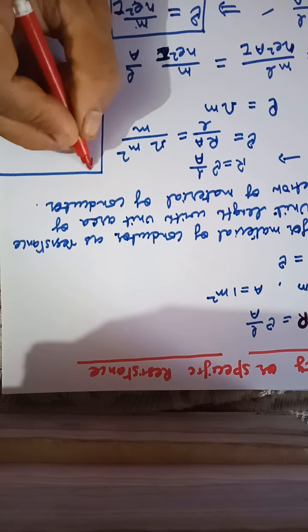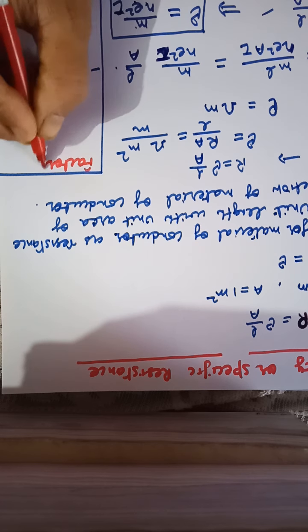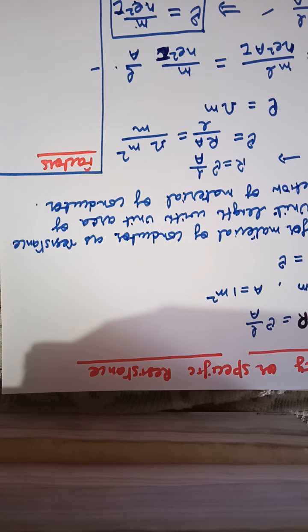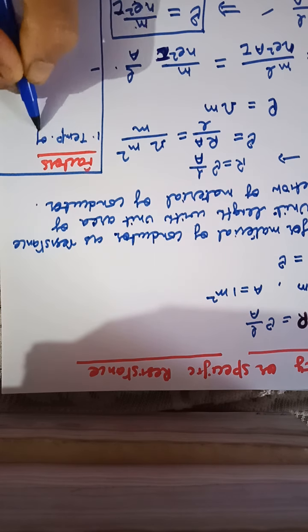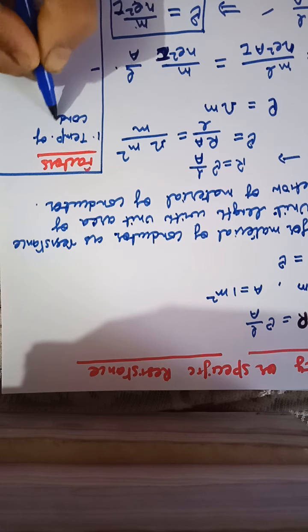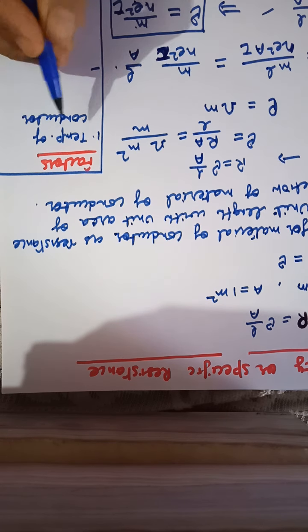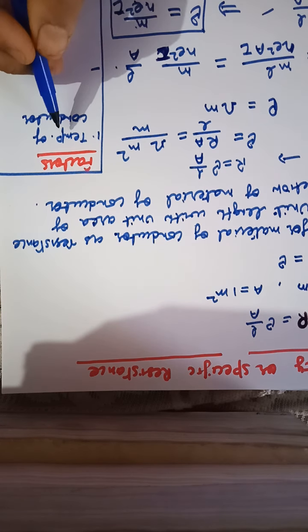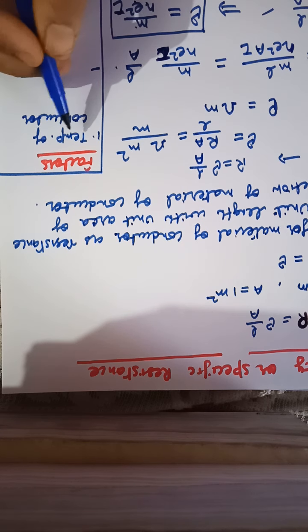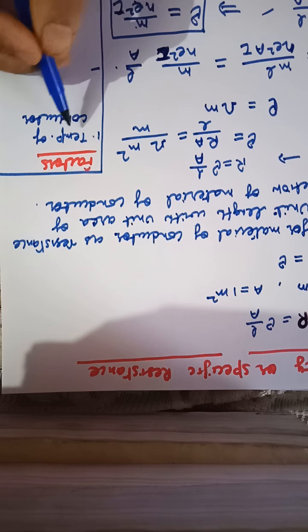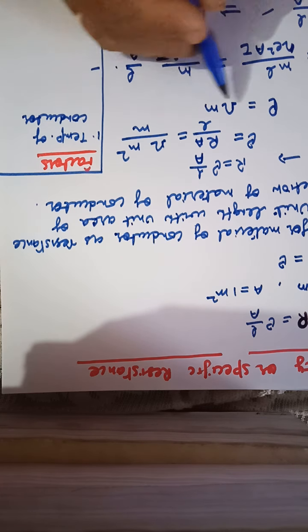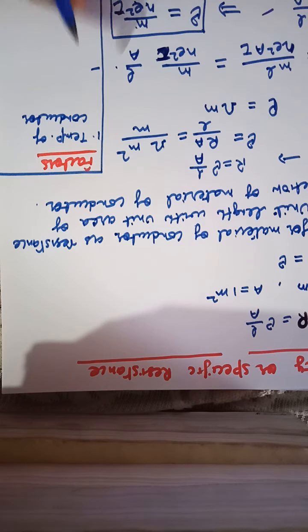We have factors on which the resistivity depends. First is the temperature of the conductor. If you increase the temperature of the conductor, then the vibrations between the electrons and the other ions and atoms increase, so resistance increases, so that the resistivity also increases.